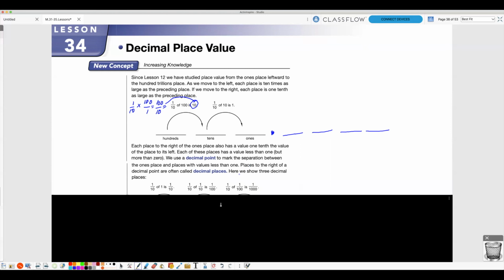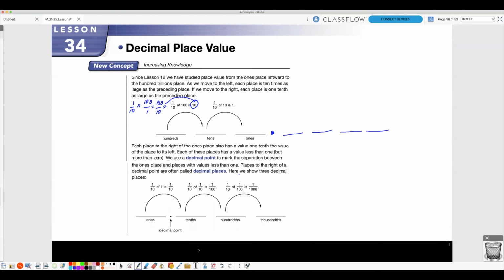So here we'll show 3 decimal places. If you've got your ones place and then your decimal point, this would be tenths, hundredths, thousandths, and it would continue on if we went further than that. It'd be ten thousandths, hundred thousandths, millionths.